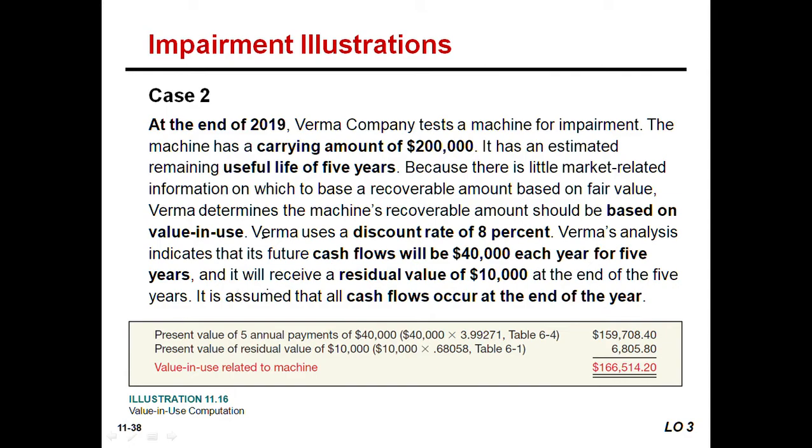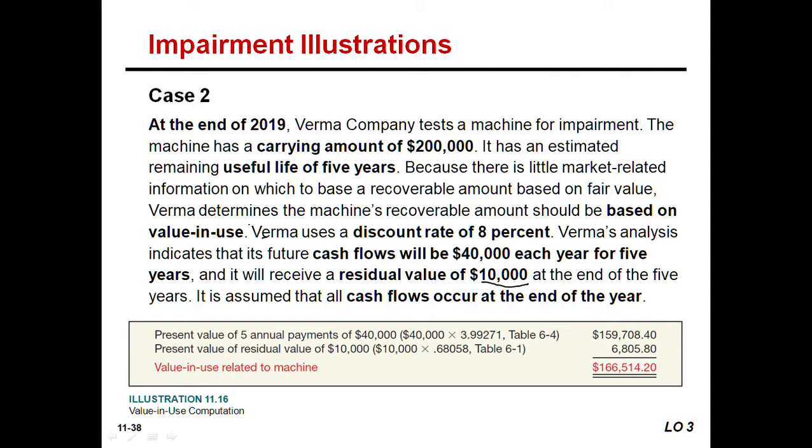Okay, it will receive a residual value of 10,000 at the end of 5 years. So also there is 10,000 worth of residual value. Maybe we can also check this out. We can find the present value of this 10,000 today in order to know what is the value in use related to the machine. Okay, so basically what I want you to understand is that here we do not know what is the fair value of the asset.